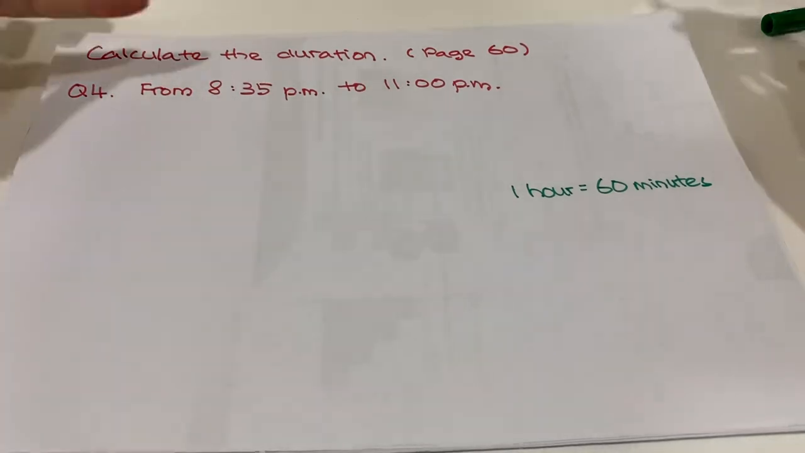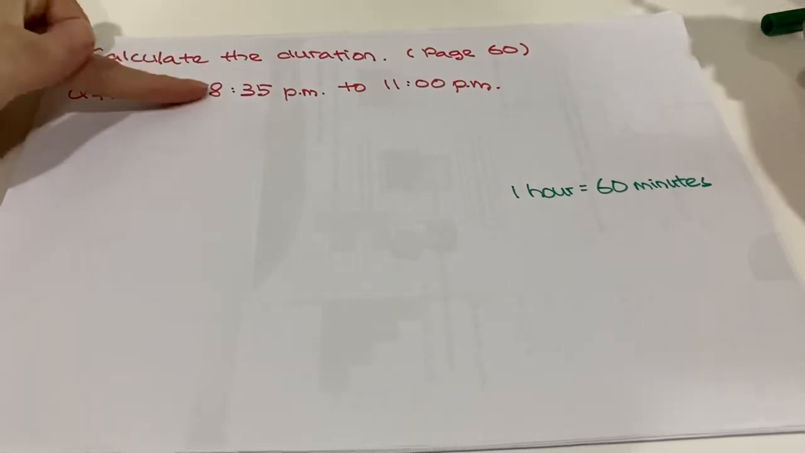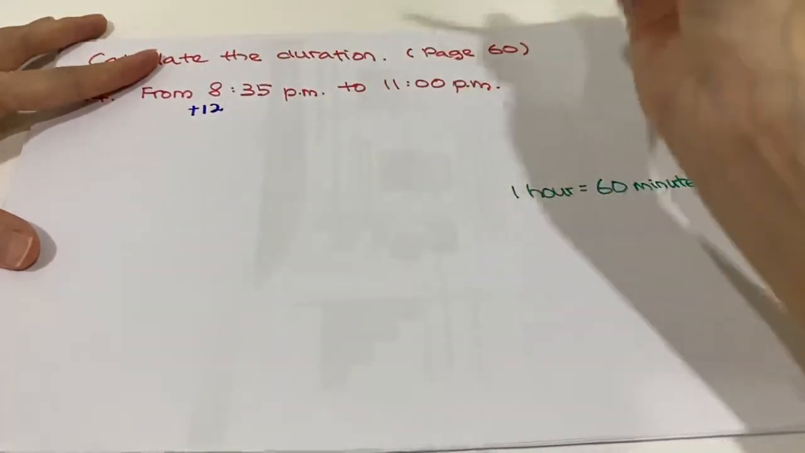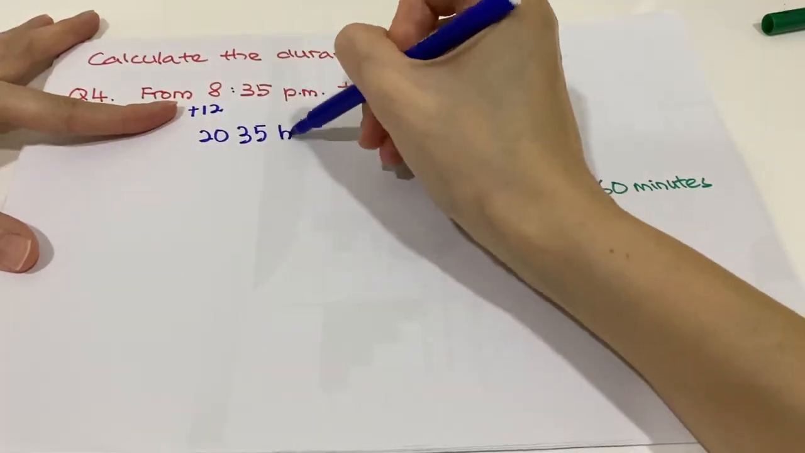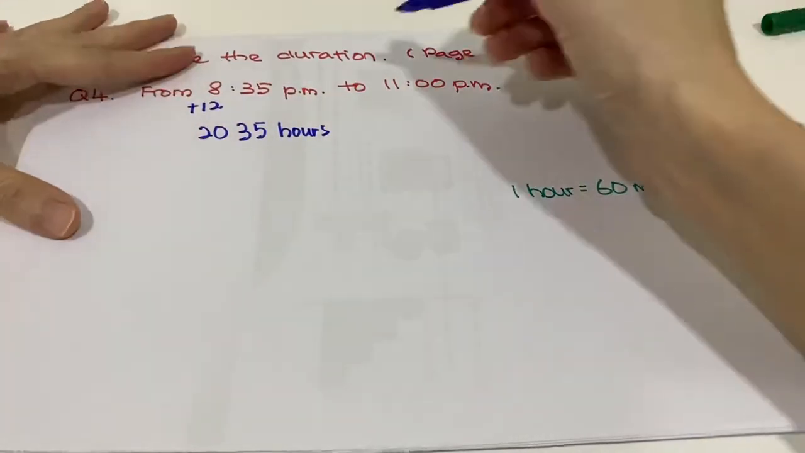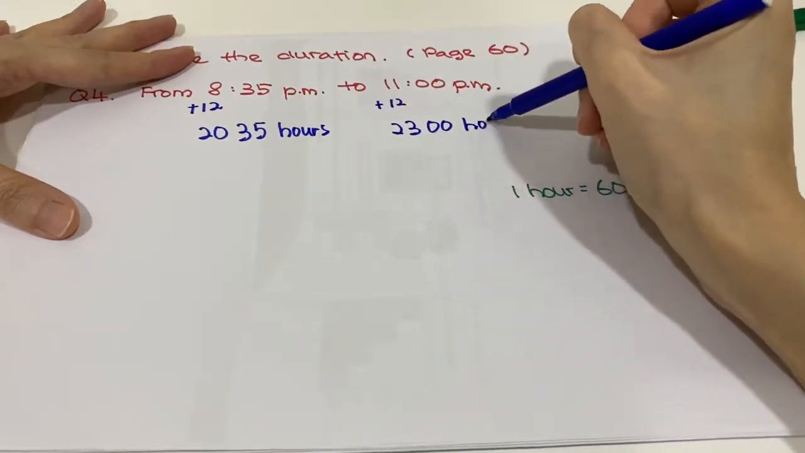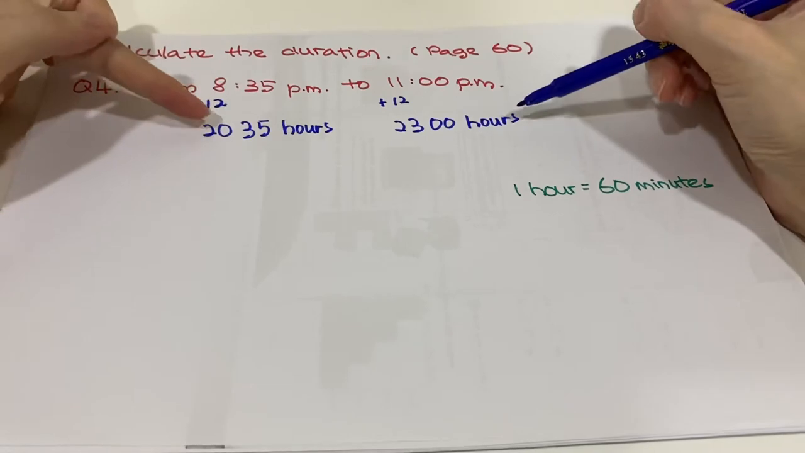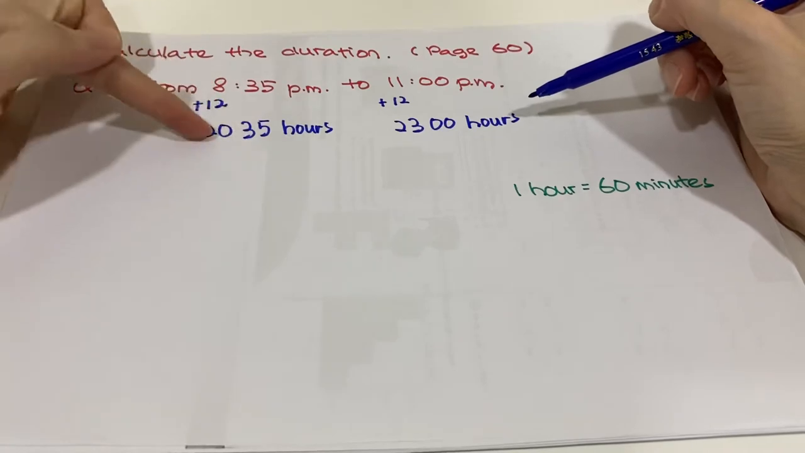So first thing, you need to convert the 12-hour system to the 24-hour system. So how to convert 8? You need to plus 12. So you will get 20:35 hours. Next one, 11 p.m. This is also night time. So if you plus 12, you will get 23:00 hours. These are the 12-hour system and these are the 24-hour system. So when we calculate the duration, we will use the 24-hour system.